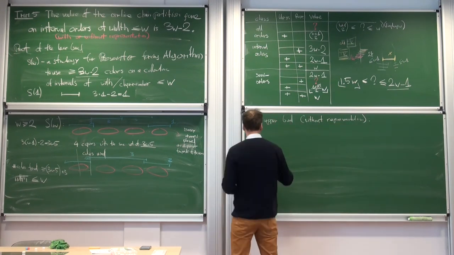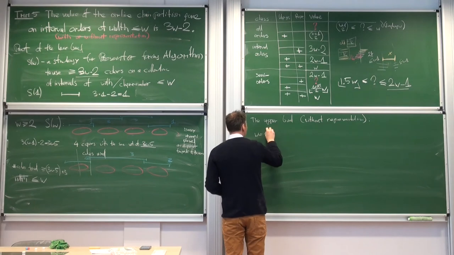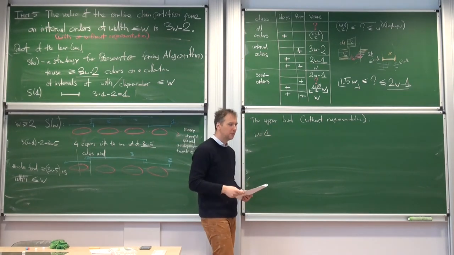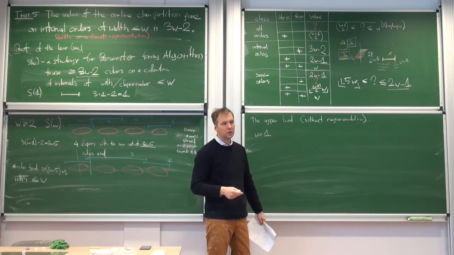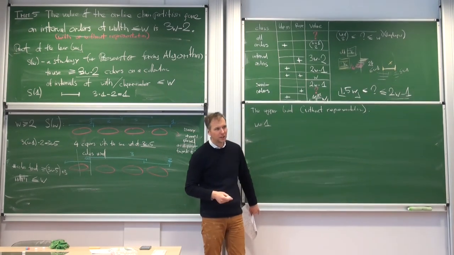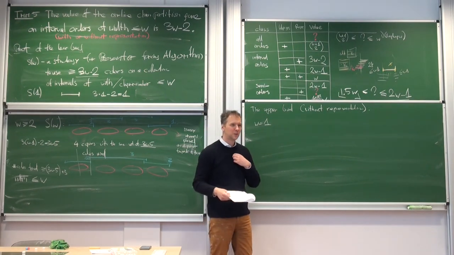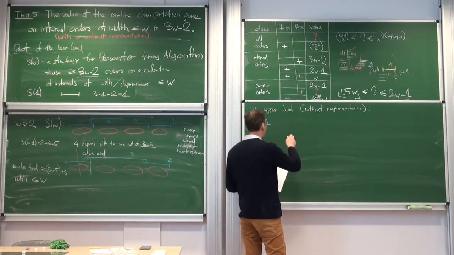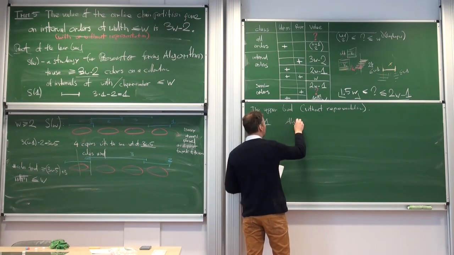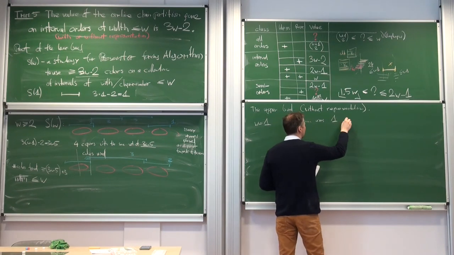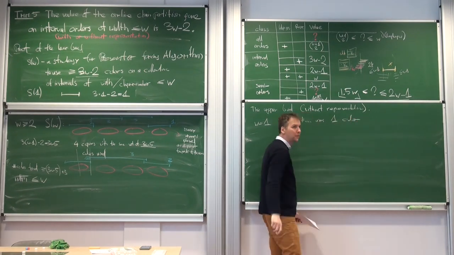And for W equals 1, the situation is quite simple, because the presenter just presents a chain, yes? The algorithm may just use one color, yeah? That's okay.